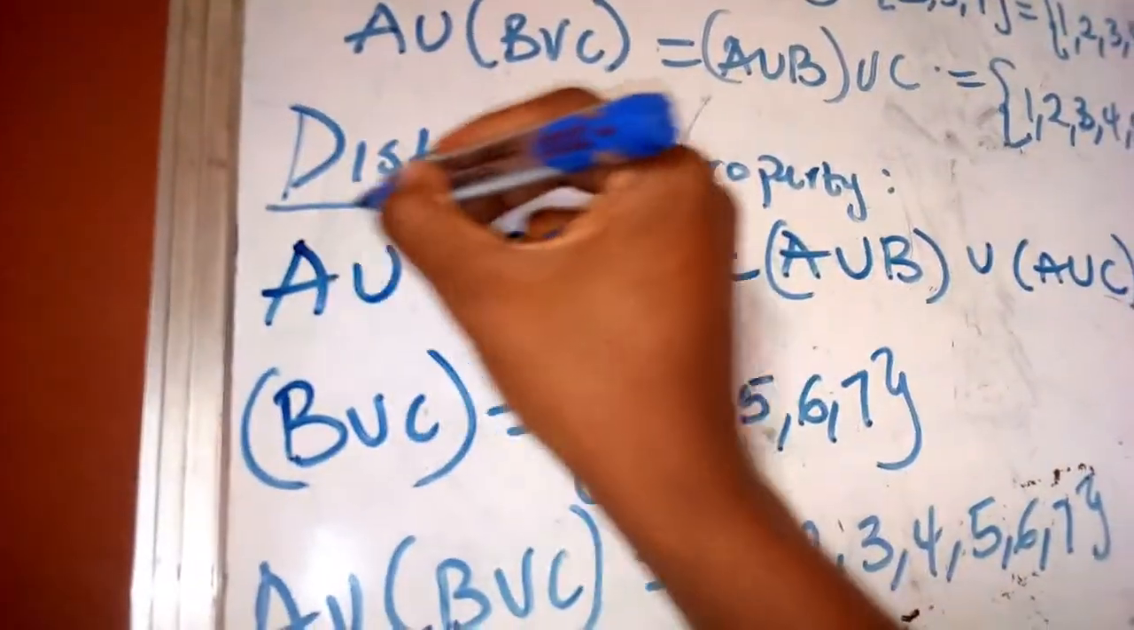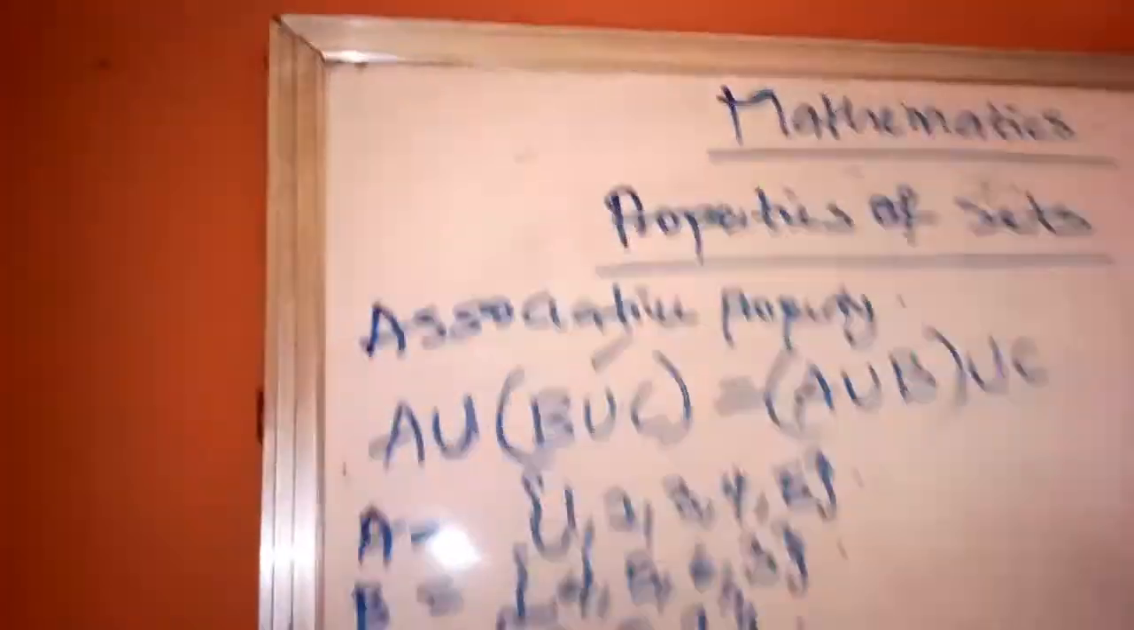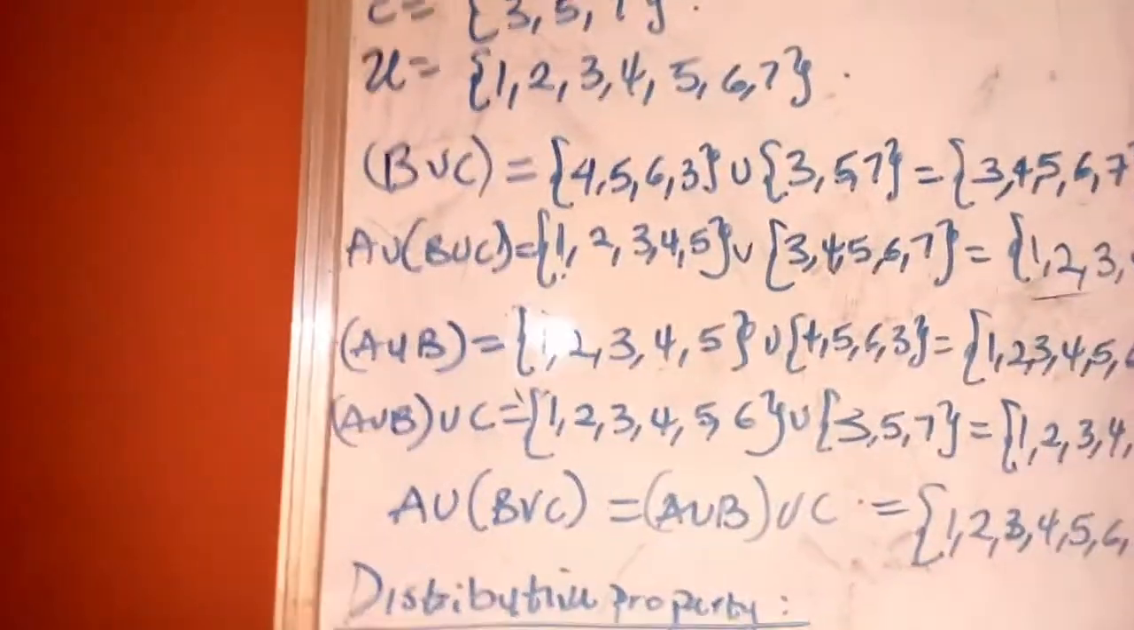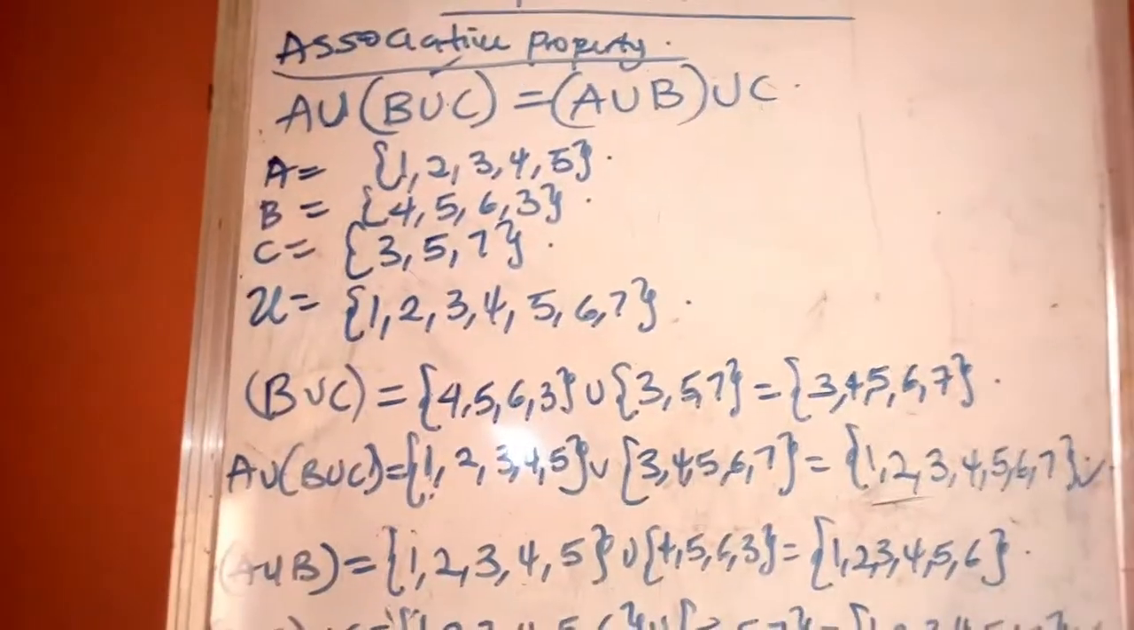So you can see it properly. Associative property and distributive property. So we still have like 2 more properties to show.